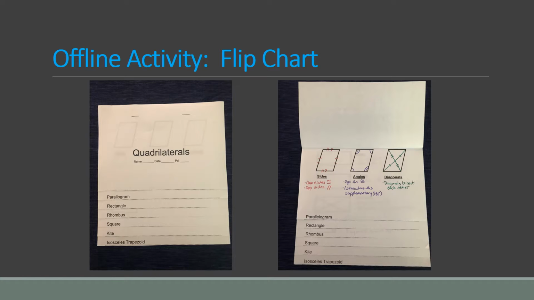This is an example of the flip chart offline activity. If you notice on the right side, sides, angles, and diagonals are consistently represented for each page you turn to, and the colors used to mark the sides, angles, and diagonals are also consistently red, purple, and green.